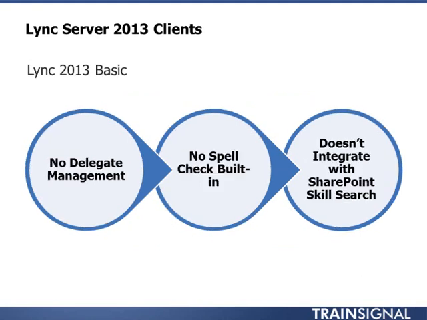We also have a leaner, stripped-down version of Lync 2013. It's called Lync 2013 Basic. The Lync 2013 Basic client has its own separate install. It doesn't have to be installed as part of Microsoft Office. It provides the same core functionality as Lync 2013, but it's lacking some of the advanced features. For example, you cannot manage your delegates with Lync 2013 Basic, or make calls on behalf of another user. The Basic client doesn't have spell checking built in, and it doesn't integrate with SharePoint Skill Search for more advanced search capabilities from inside of your Lync client.